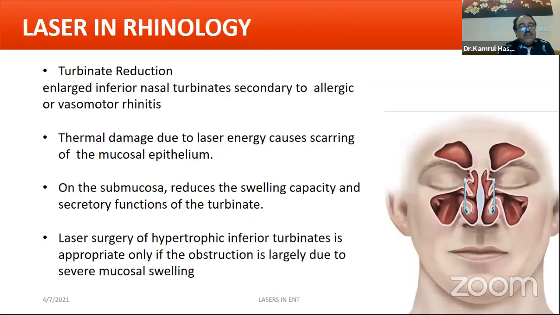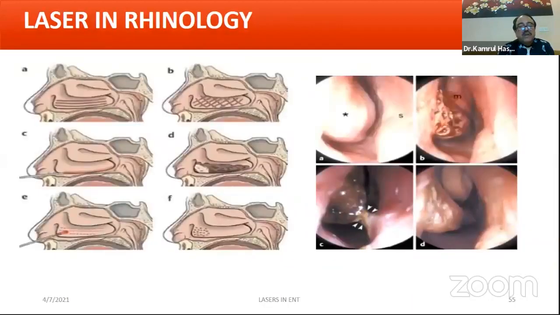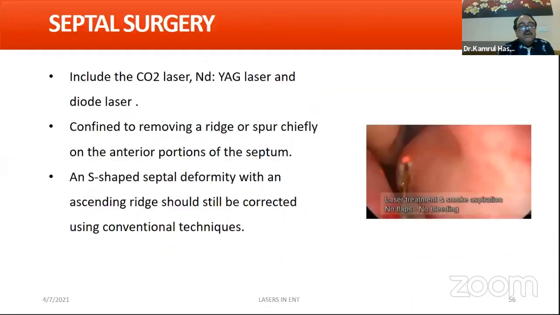Turbinate reduction, I have already taught. On the submucosa, it reduces the swelling capacity and secretory function of the turbinate. If you use the laser, or if you use diathermy or electrocautery, you think the postoperative edema will be less, nasal blockage will be less. So you can choose a laser.